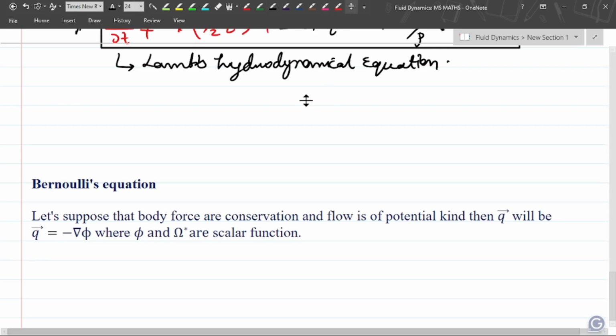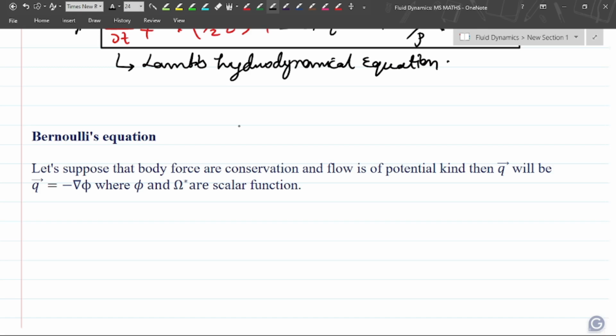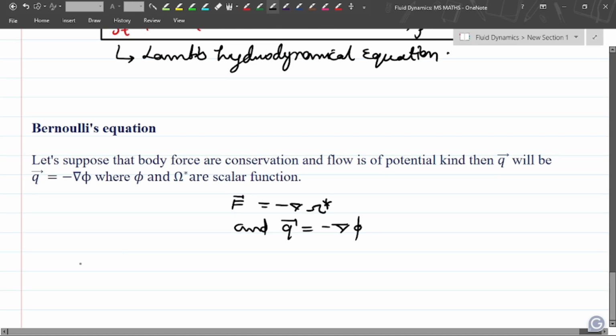Okay, now we have to find Bernoulli's equation. So basically, let's suppose body forces are conservative and the flow is a potential flow. The q vector will be minus del phi, where phi is a scalar function, and omega star will be some scalar function. Then the f vector is minus del omega star. So we are finding Bernoulli's equation by using equation A.